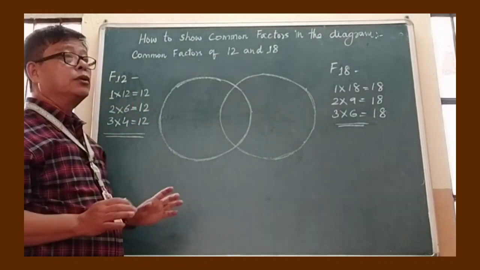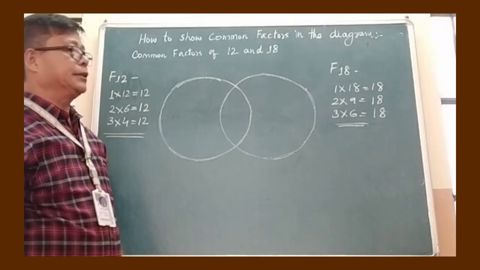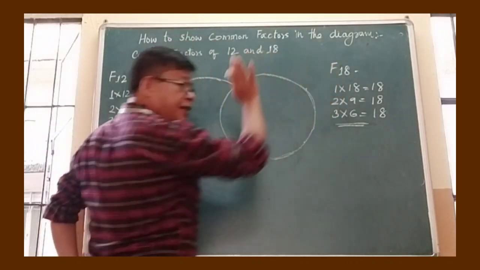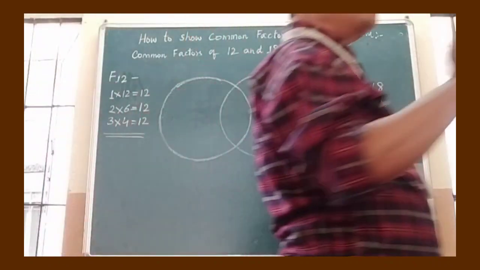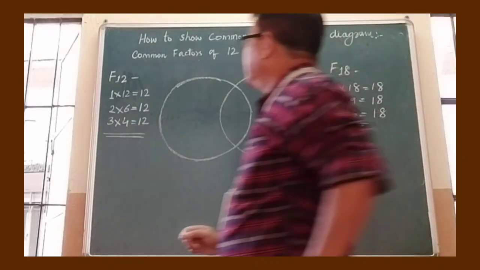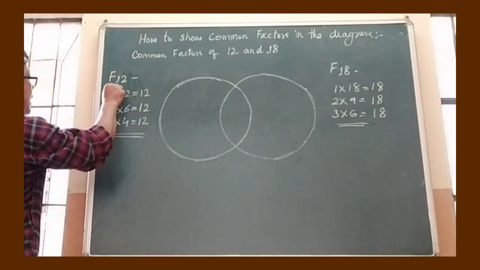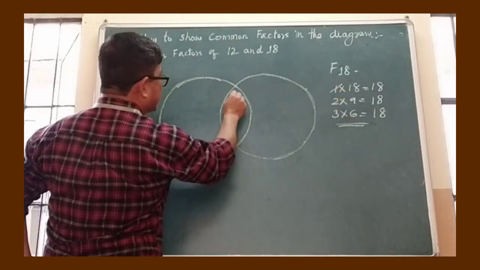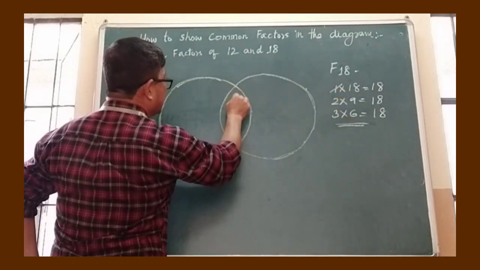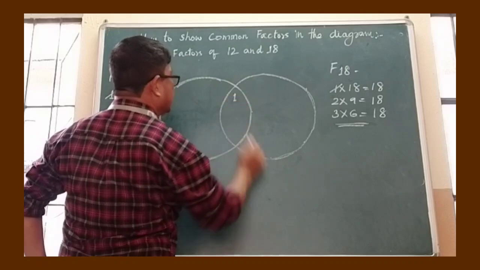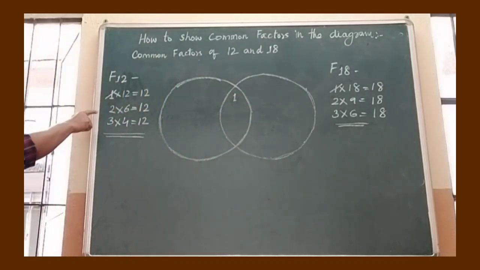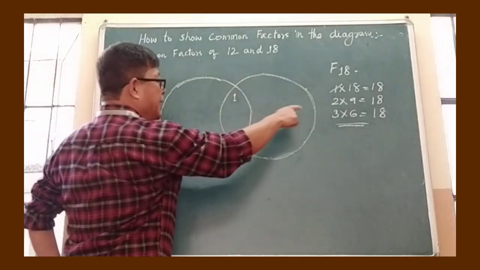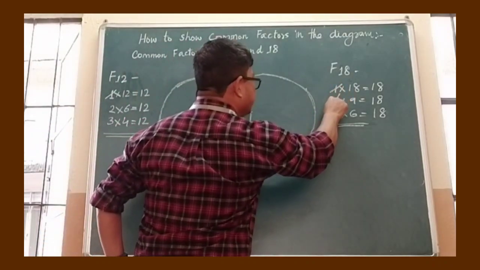Now it's time to check the common factors. 1 is the common factor of every number. So let's cut 1 and put 1 in the middle, in the intersection. Now coming to 2, 2 is also common. You find 2 here also and 2 here also. So cut it.